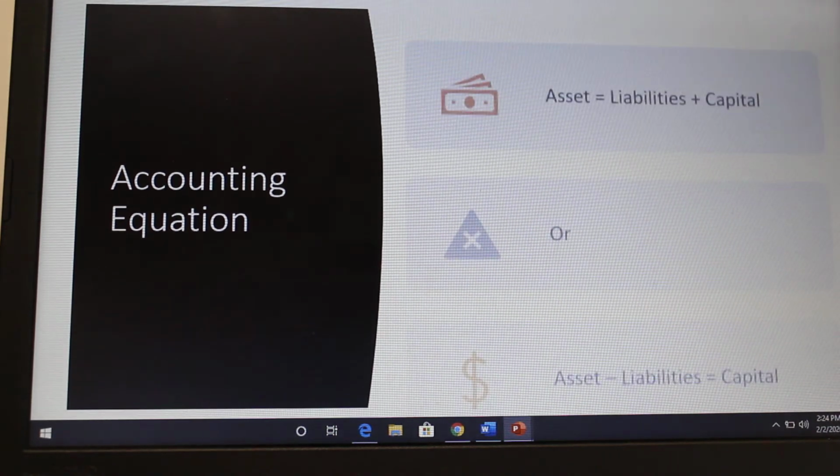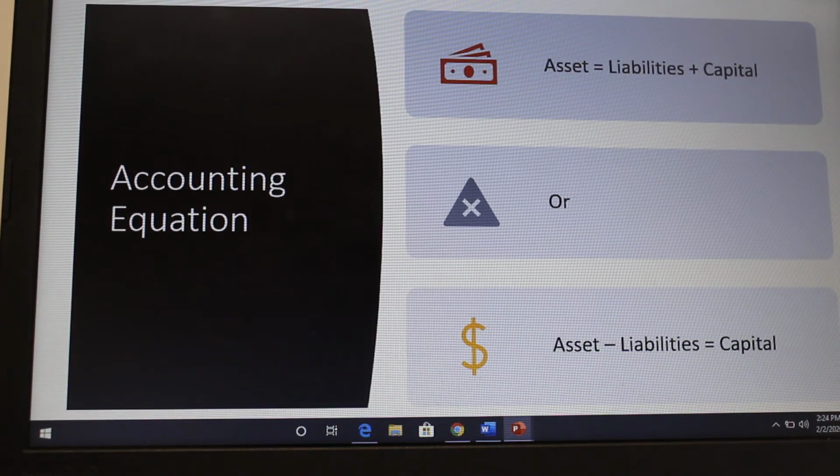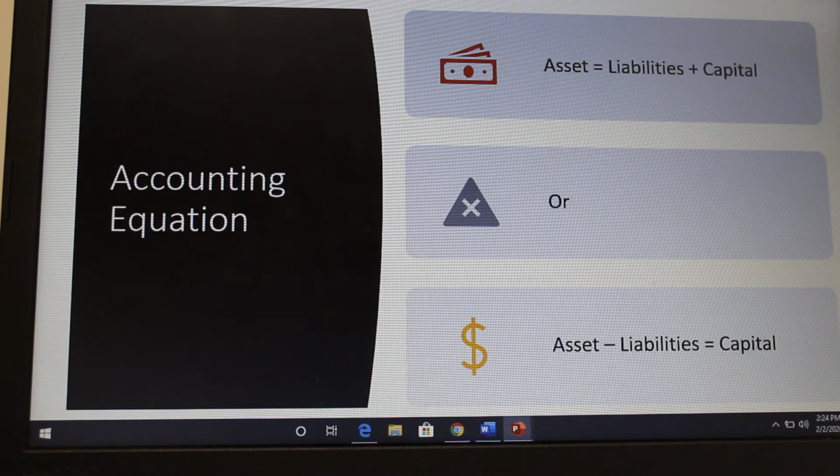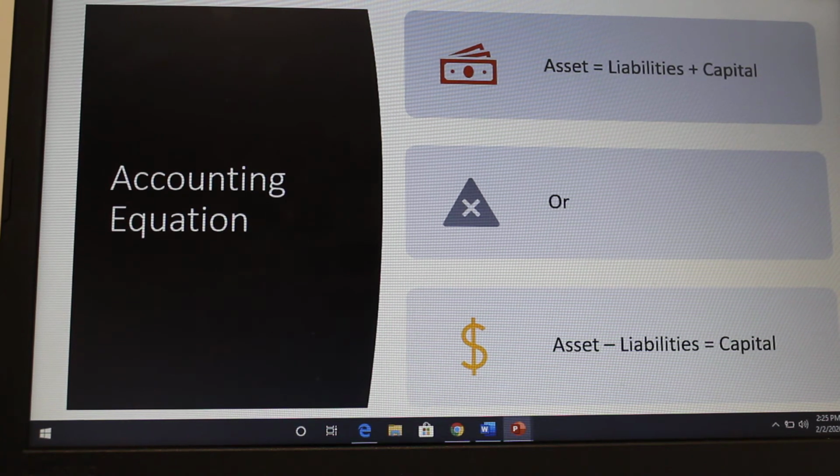So now let's look at the accounting equation. The accounting equation says assets are equal to liabilities plus capital, or assets minus liabilities is equal to capital. So this is one of the critical ideas in terms of accounting, fundamental, for us to be able to grapple with the idea in terms of the accounting principle.